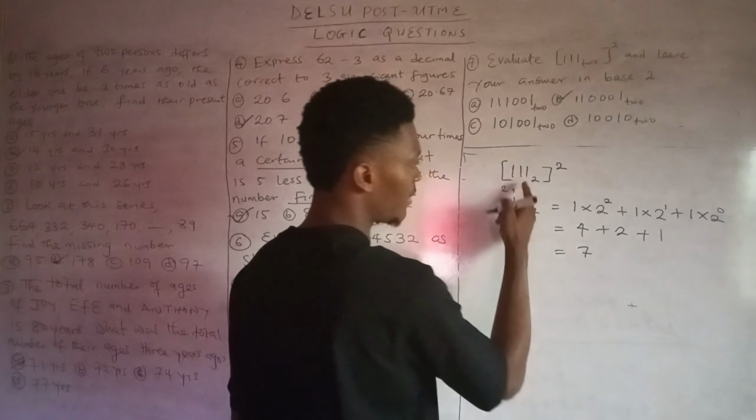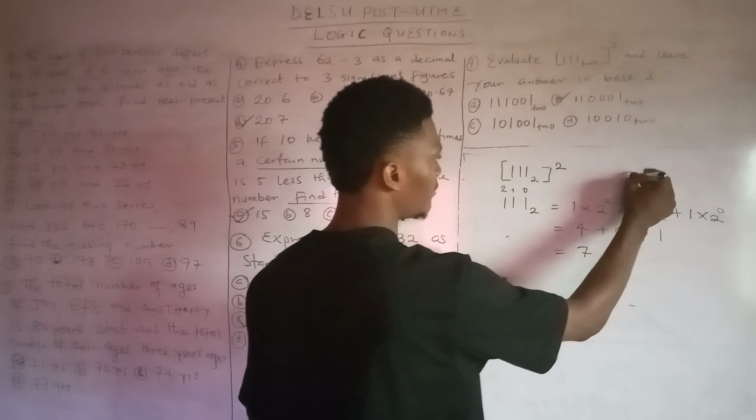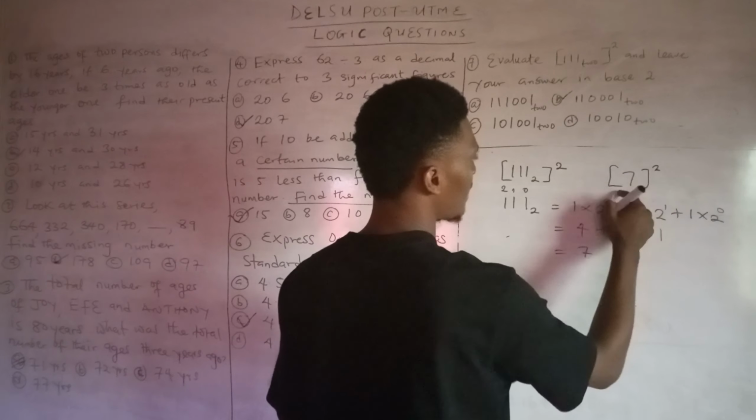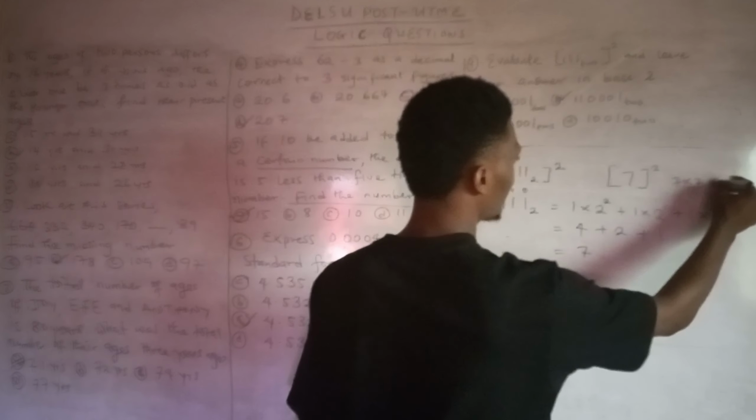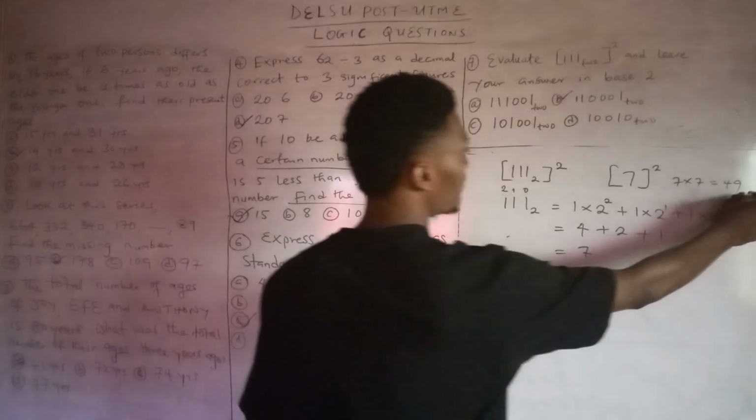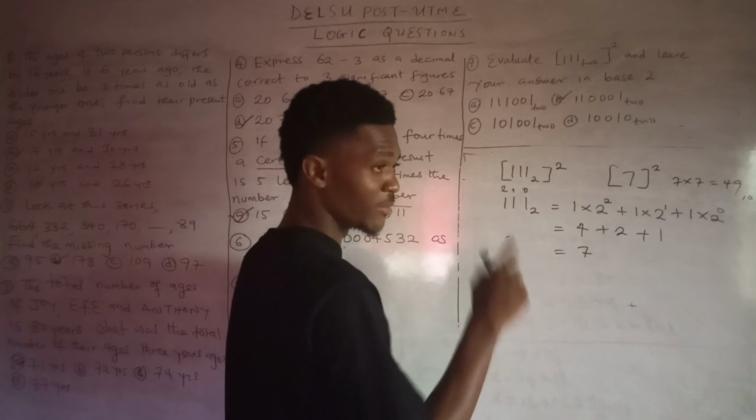So now just picture that you are using, in place of this, 7 in bracket squared. And 7 squared is 7 times 7, which is 49. So 49 base 10. Alright? So being able to get it in base 10.